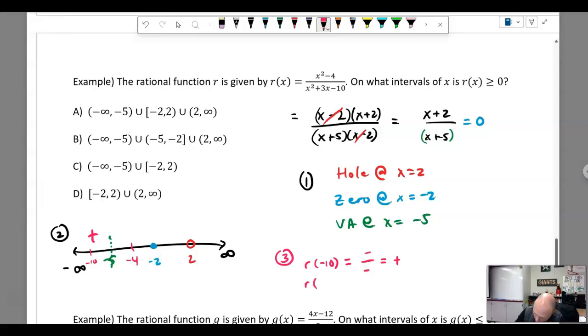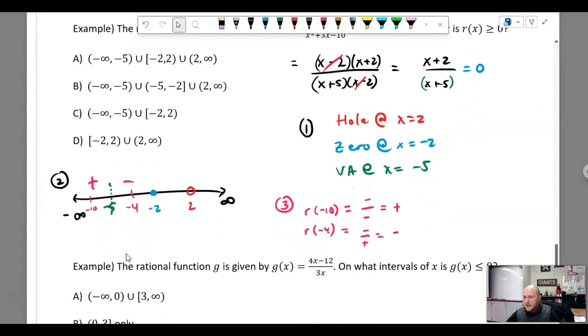And then I'm going to choose negative 4. R of negative 4, okay, and we get a negative over a positive. So we get a negative, just like we suspected. We'll change signs at the asymptote, right? One side's going to go up, one side's going to go down.